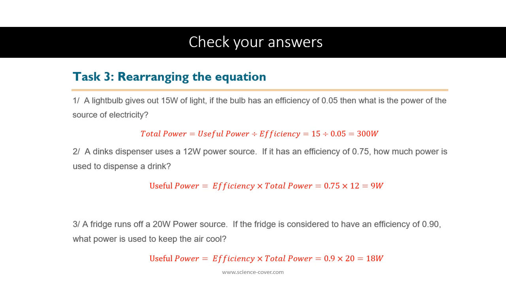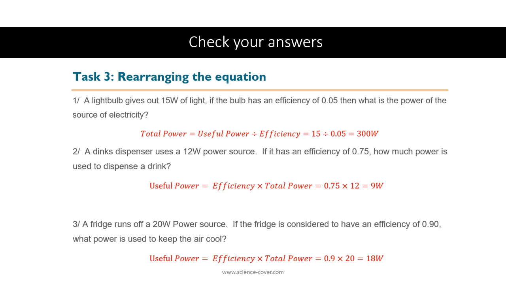A drinks dispenser uses 12 watts power source. If it has an efficiency of 0.75, how much power is used to dispense a drink? Well, the useful power is the efficiency multiplied by the total power. So that's 0.75 multiplied by 12, which gives us 9 watts.